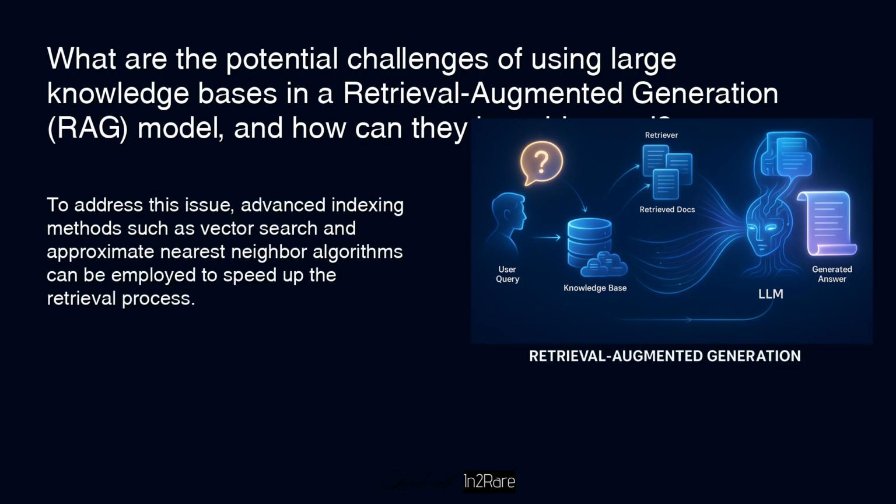To address this issue, advanced indexing methods such as vector search and approximate nearest neighbor algorithms can be employed to speed up the retrieval process.